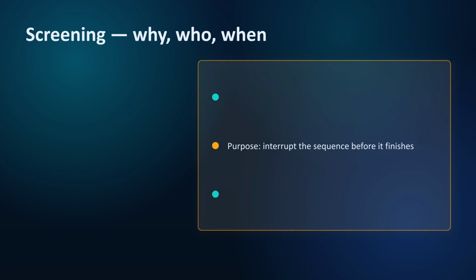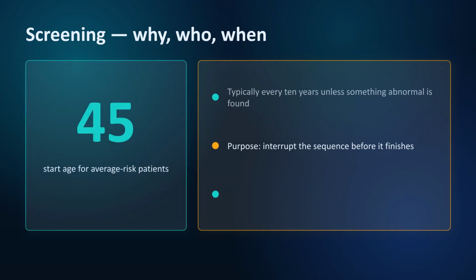For average risk patients, screening begins at age 45, and it typically repeats every 10 years as long as nothing abnormal is found. That start age was lowered from 50 because colorectal cancer has been rising in younger adults. So if you trained a few years ago, update the number in your head. Look back at our patient.